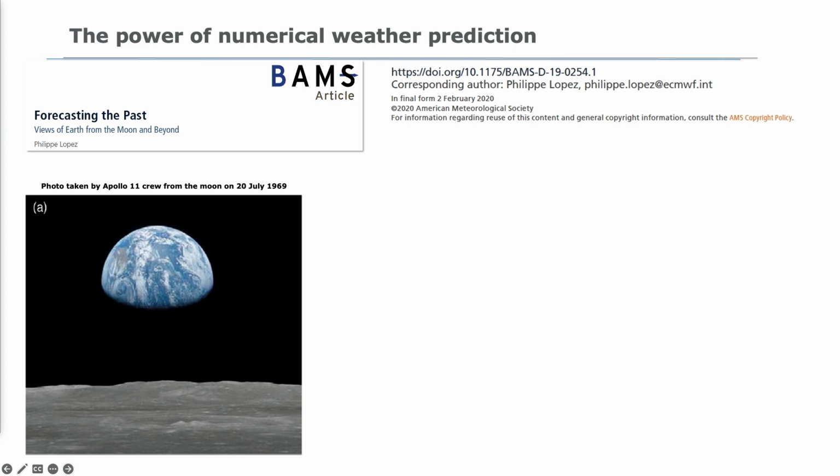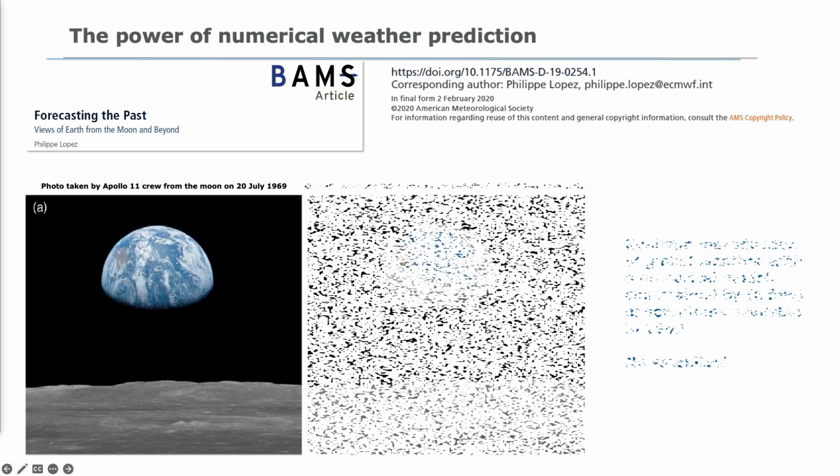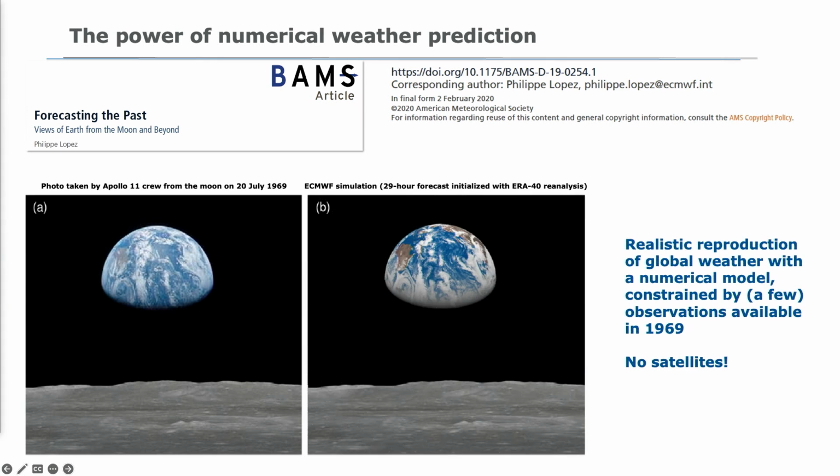So, first I want to convince you of the power of numerical weather prediction, apart from feeding your app that you're asking every day what to do the next day or the weekend. You may remember this picture. This was taken on board Apollo 11 in 1969, and it shows Earth, the blue marble, very famous. And this is how it can be recreated by a numerical weather prediction model with only being tied to the observations that were available at that day.